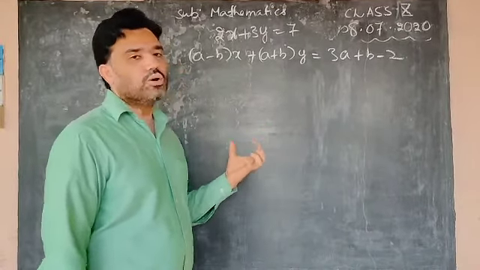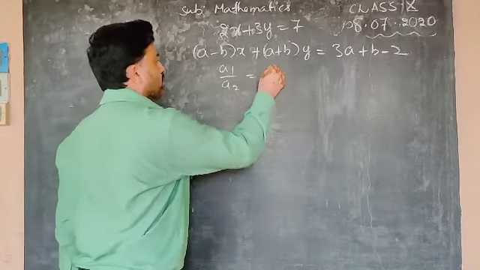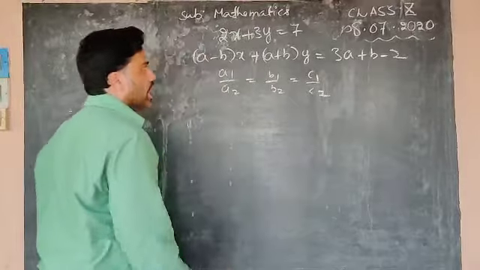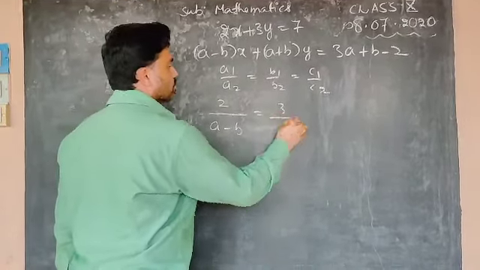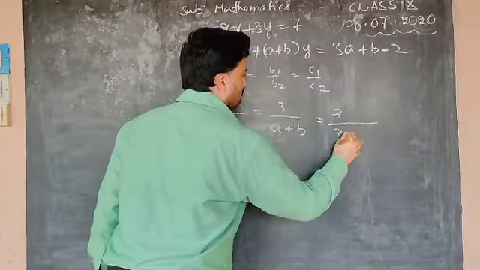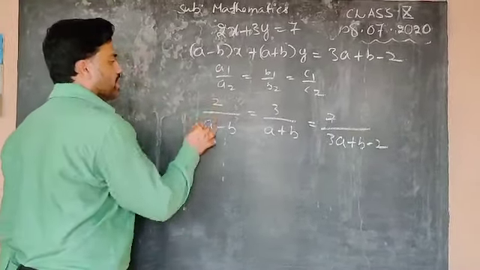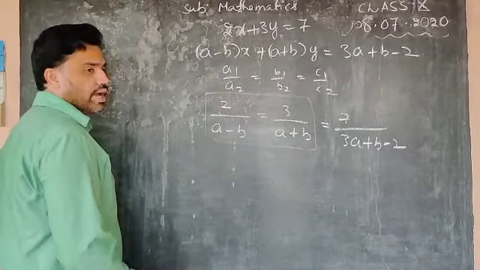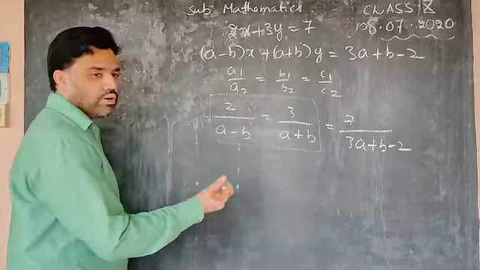So what is the ratio we have to use? a1 by a2 is equal to b1 by b2 is equal to c1 by c2. So a1 by a2 is 2 by (a minus b) is equal to 3 by (a plus b) is equal to 7 by (3a plus b minus 2). Okay, so now equate first and second, so that we can calculate the values of a and b. Afterwards, second and third we have to equate. We will get two equations. We have to solve them.